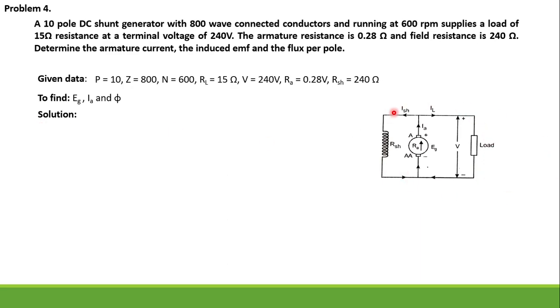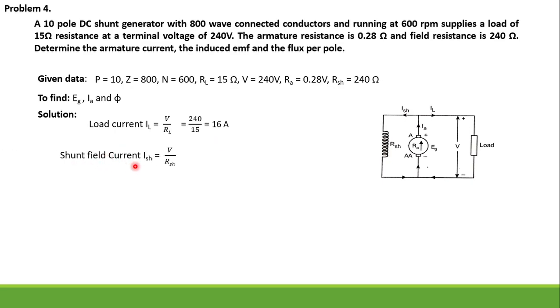First we have to draw the DC shunt generator diagram for our reference. Here the armature current is divided into two. Armature current is the addition of field current I shunt and load current IL. This is for your reference. From this we can calculate load current. IL is V, that is terminal voltage, divided by RL. Load current IL is the ratio between terminal voltage and the load resistor, that is 240 divided by 15, which gives 16 amps.